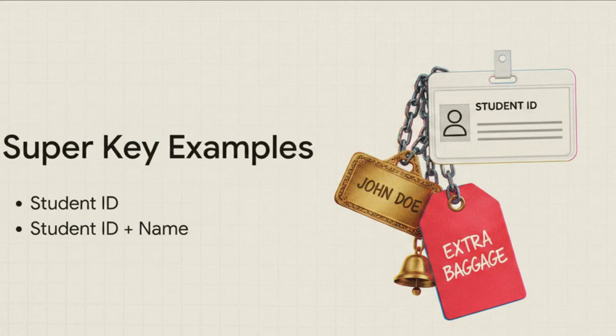Now, a super key is a set of one or more columns that can uniquely identify a record, but, and here's the catch, it might contain extra attributes that aren't actually necessary for uniqueness. For example, student ID uniquely identifies a student, for sure. But student ID plus name also uniquely identifies a student. Even though the name is technically extra, unneeded information for identification, the combination as a whole is still mathematically unique. That entire combination is a super key.